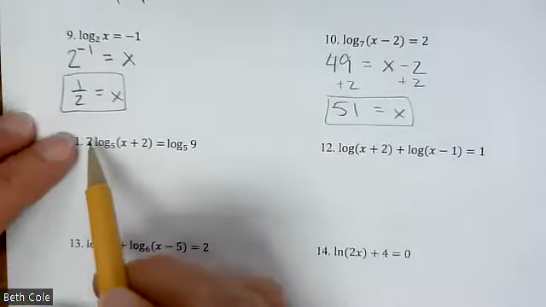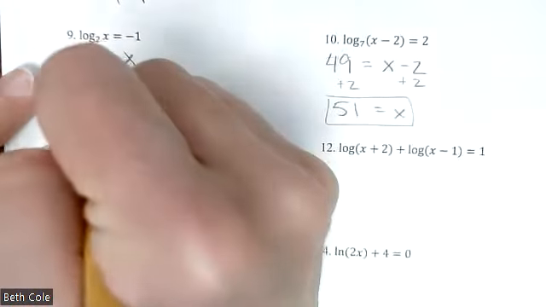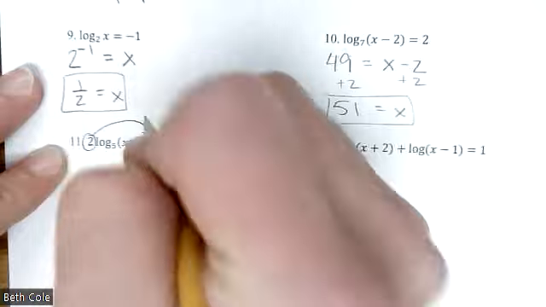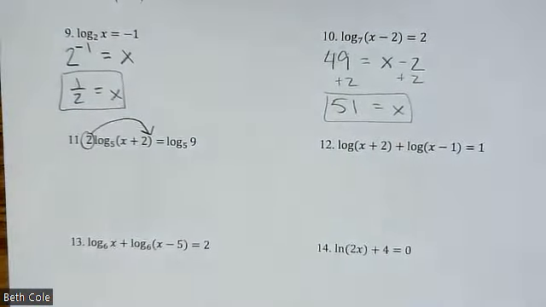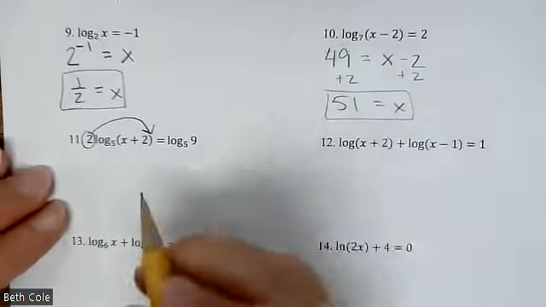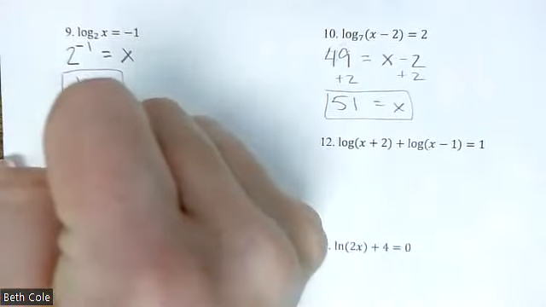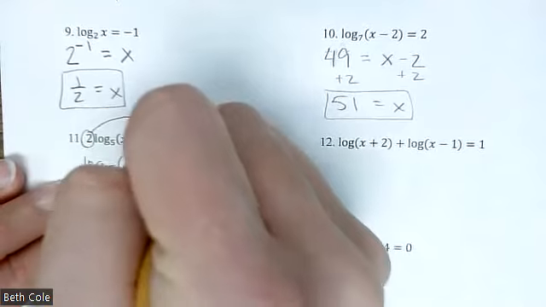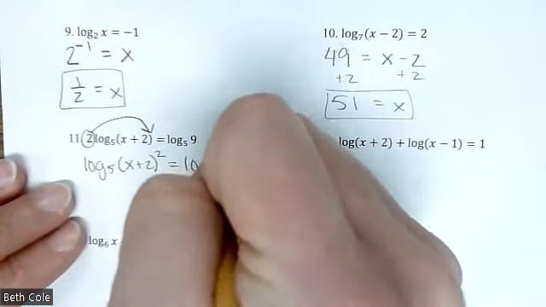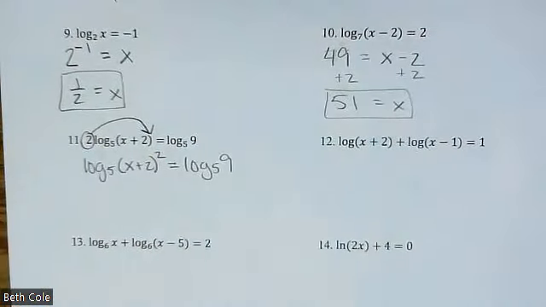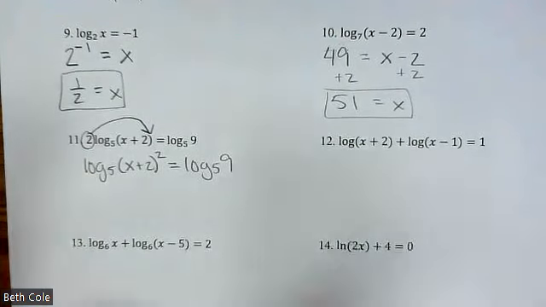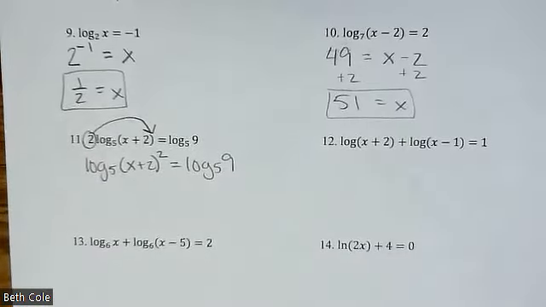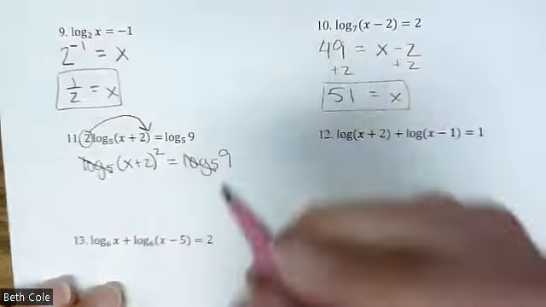Do you see this 2 out front? Okay, you're allowed to take that and put it back as the exponent. Do you remember that sort of from 2 days ago? Okay, cool, I'll take it. So you have log base 5 of (x plus 2) squared equals log base 5 of 9. And then it's actually pretty nice because since they're both 5, what's going to happen? Yep, they're gone.